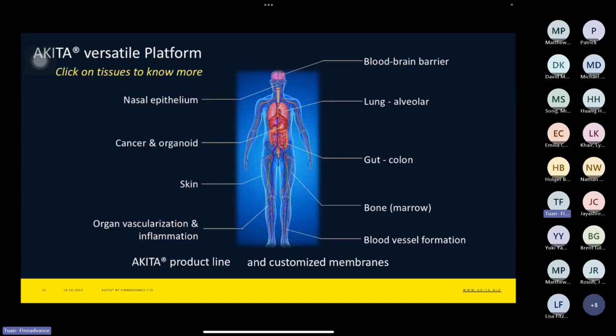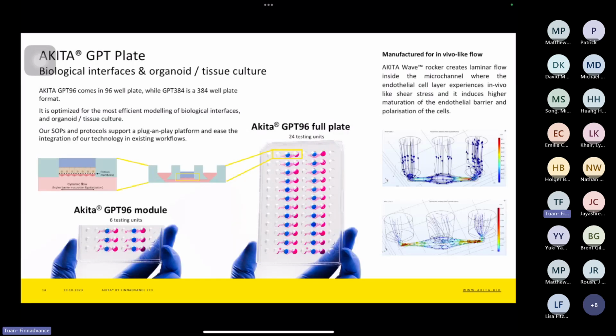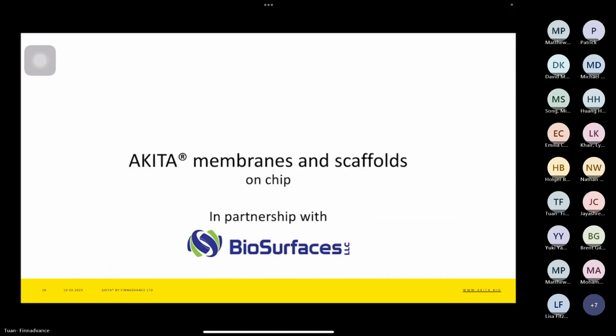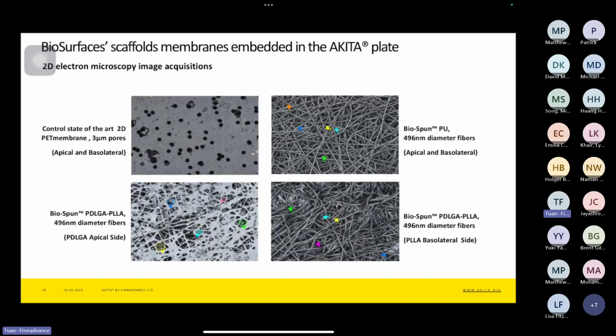So now I will go into a bit more detail about the different models that we have been developing with the Akita platform. With this single concept, you can see here in this map that we have different models and different possibilities as well. I will just go briefly through this first one because I already mentioned it. It is also the most recent work that we have done with biosurfaces, trying to integrate biodegradable and biospun membranes into our platforms.